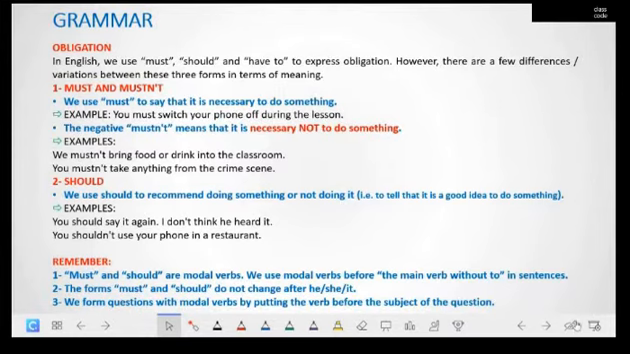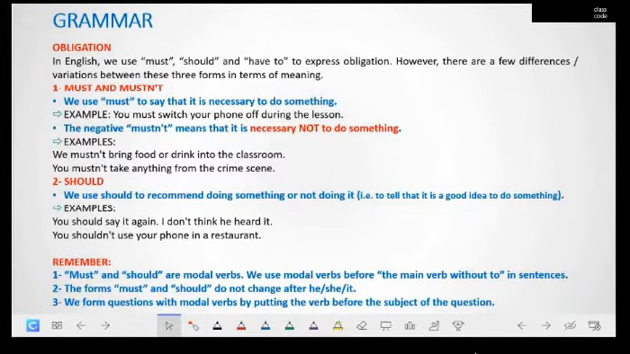Remember, must and should are modal verbs. We use modal verbs before the main verb without to, which means you don't say, for example, you should to, or you must to. You don't say you must to go. You must go. So after the modal verb, you just follow it with the main verb without adding to. We don't need it.